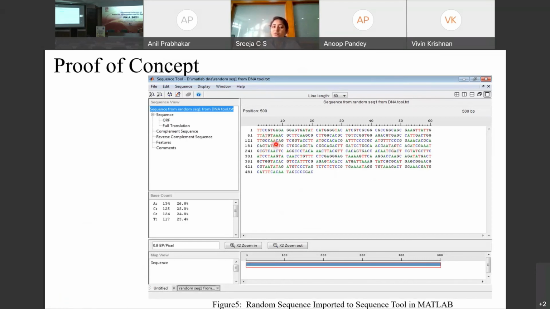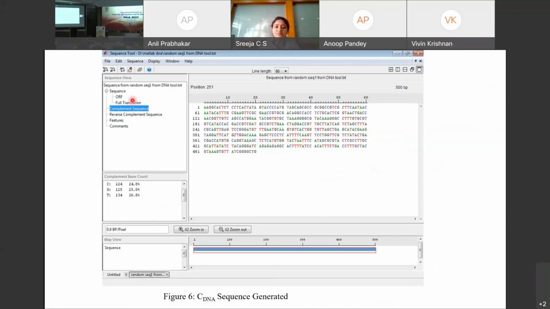So all the bases, as you can see, the first stage of importing the gene sequence is what I had generated using Gene Designer. You can see the percentage and the base count here, what I have used for this. That's the first part. Then, as you can see, there are features available like reverse complement sequence.